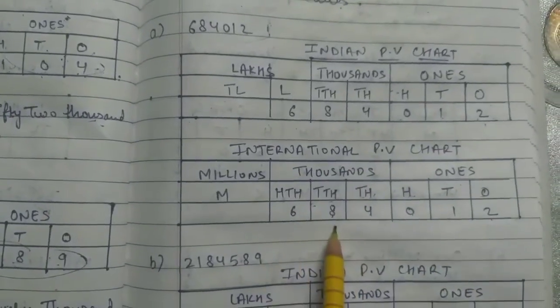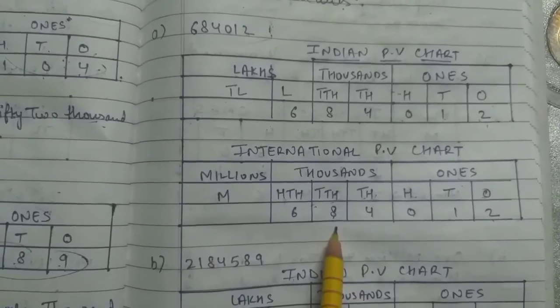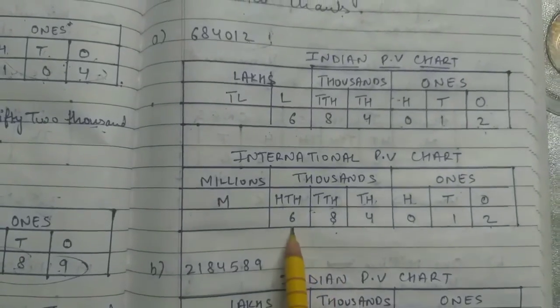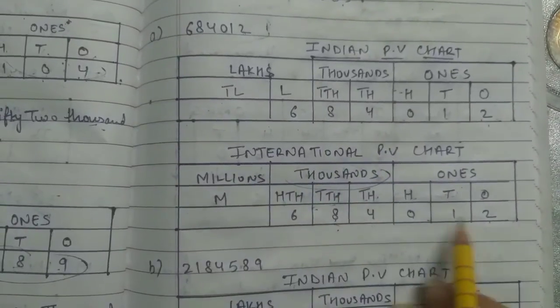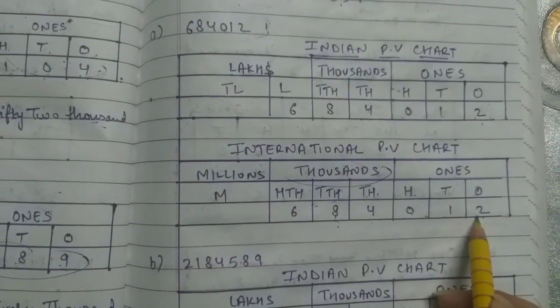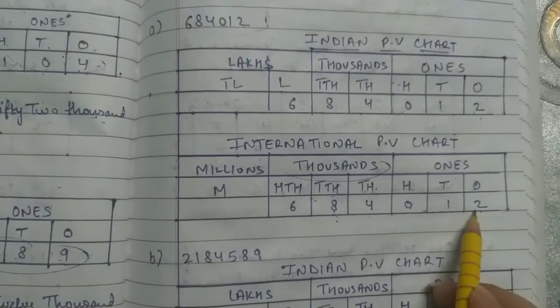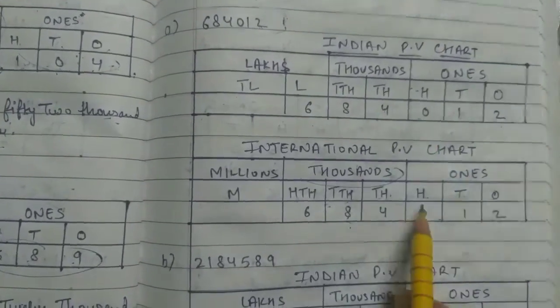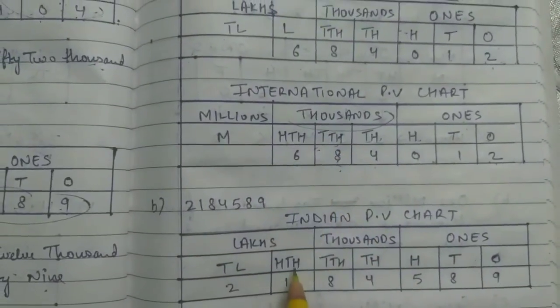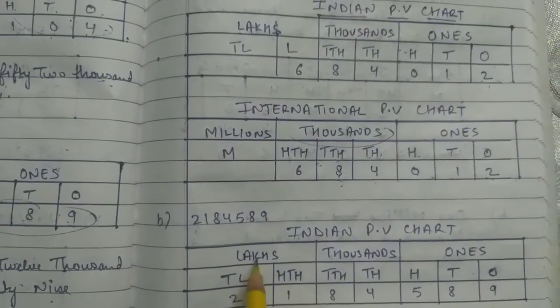And how can we read it in the international place value chart? It can be read as 684,012. Okay, so you can make the charts of the Indian and international systems in this way. Moving on to our next question.